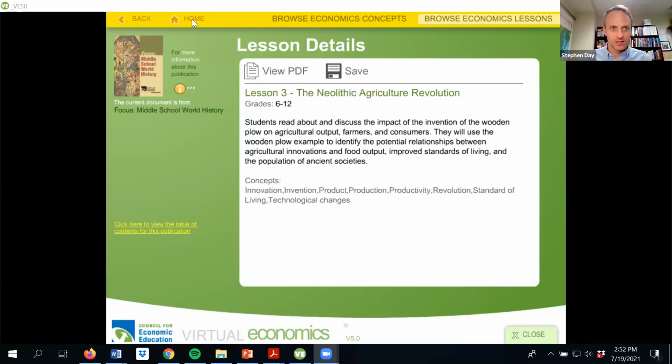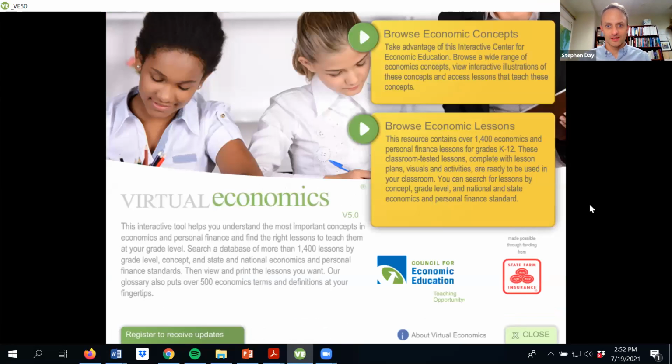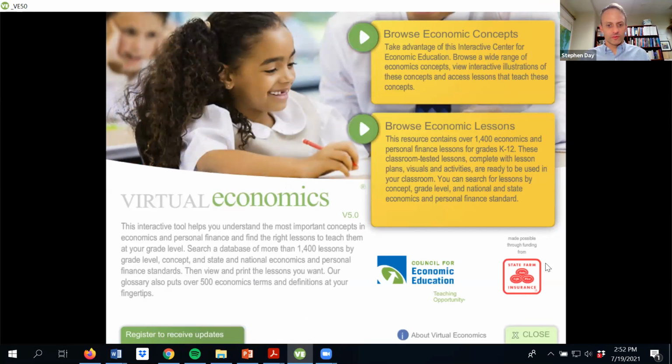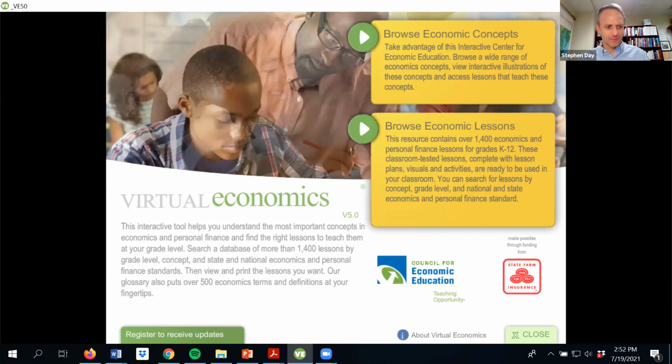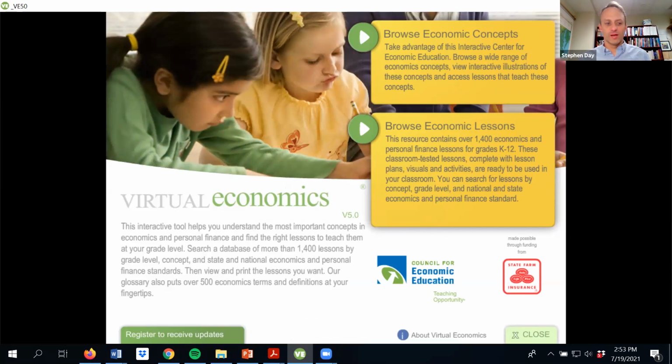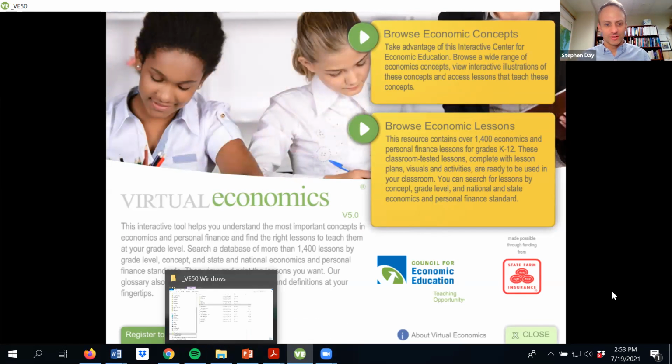So this is virtual economics. It looks like this when you open it. But let me start from the very, very beginning. At the museum, we're going to hand you a flash drive. If for some reason you can't be at the museum, we'll mail you your flash drive. But we'll hand you a flash drive, and it'll say virtual economics on it. And here's how you load it up. You actually do need to know this. It's not very intuitive.